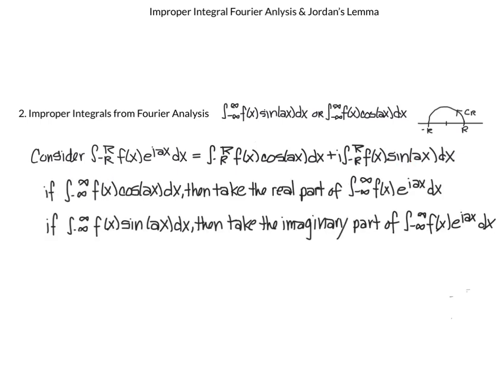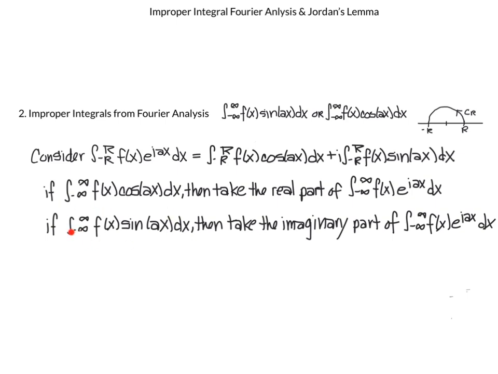So that means if our problem is, let's do this one first, the improper integral of f of x cosine of ax, then we can take the real part of the integral from negative infinity to infinity of f of x e to the i ax dx, because the real part is exactly the integral of f of x cosine ax.